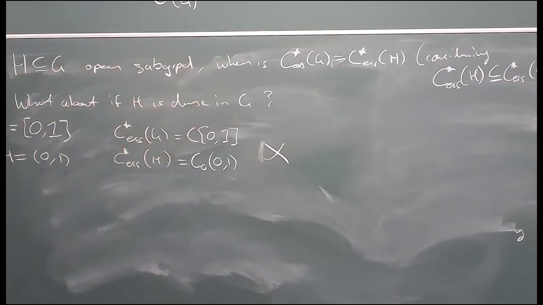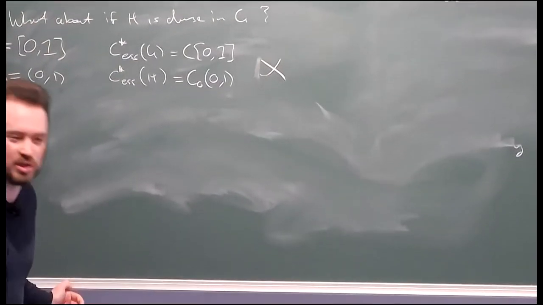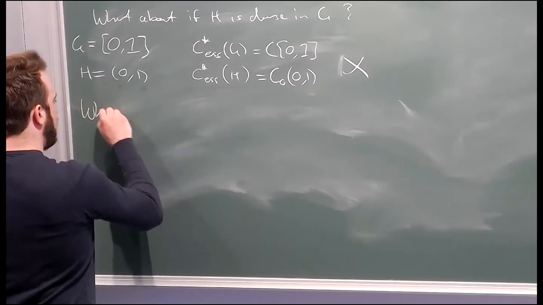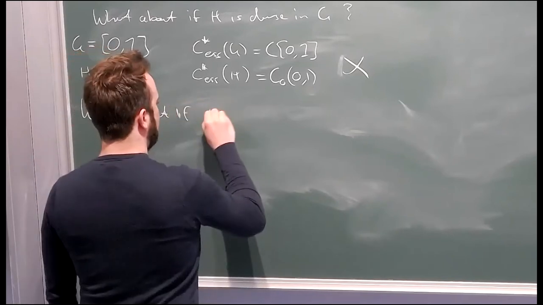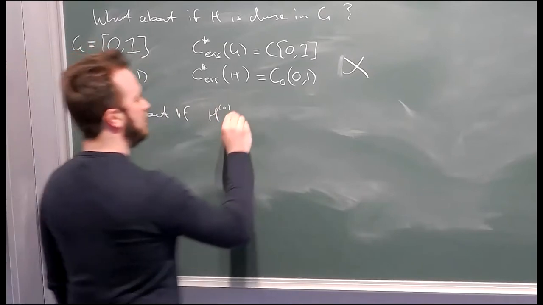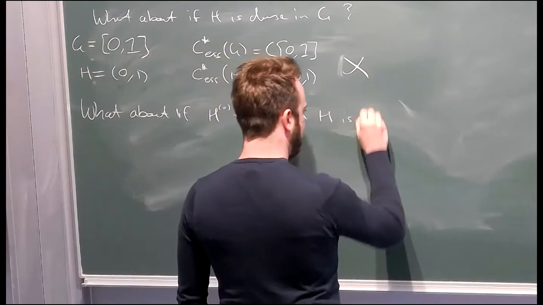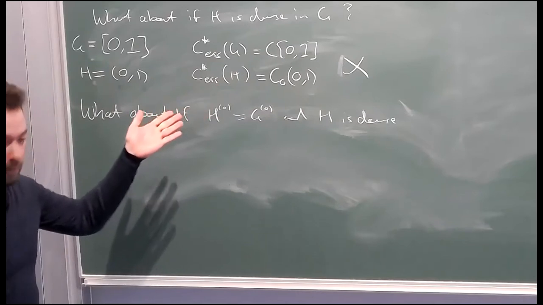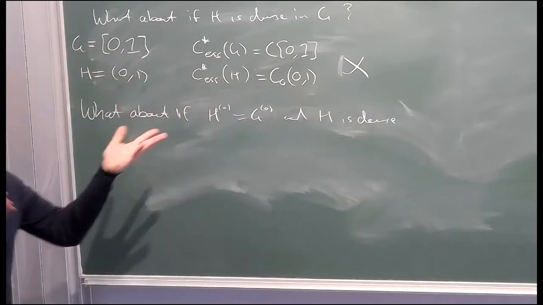Okay. And you might say, okay, well, what about if I just take care of the unit space to make things work? Okay, what about if H has the same unit space as G and H is dense? Okay, well, we've certainly dealt with that problem, because if I force them to have the same unit space and the whole groupoid is unit space, then they're equal.